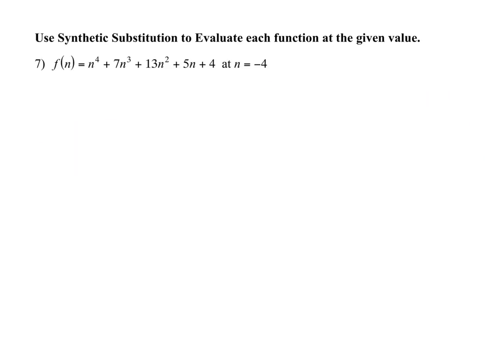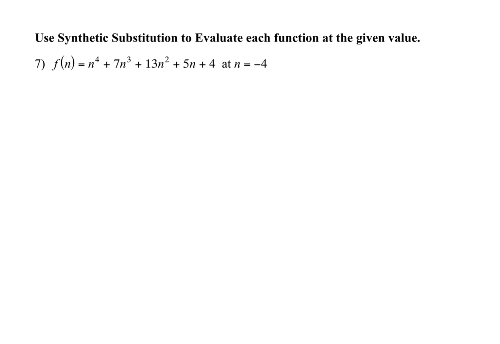With synthetic substitution, you are doing synthetic division. It has given you this polynomial, which you are dividing, and it has given you n equals -4. What they're really asking is, what would happen if you plugged a -4 into this polynomial? What answer would you get? But they are specifically saying use synthetic substitution to do this process, meaning I don't want you to plug in a -4 and get the answer. I actually want you to do synthetic division.